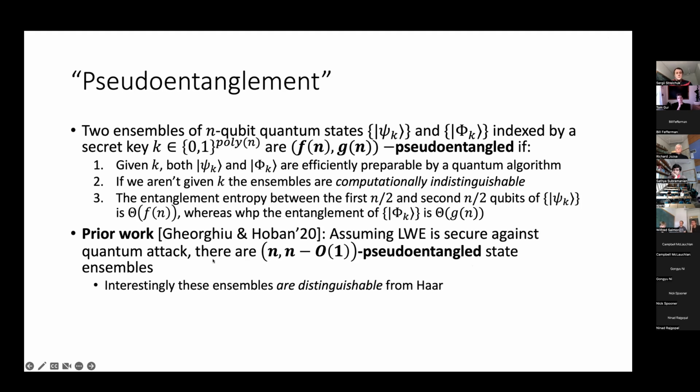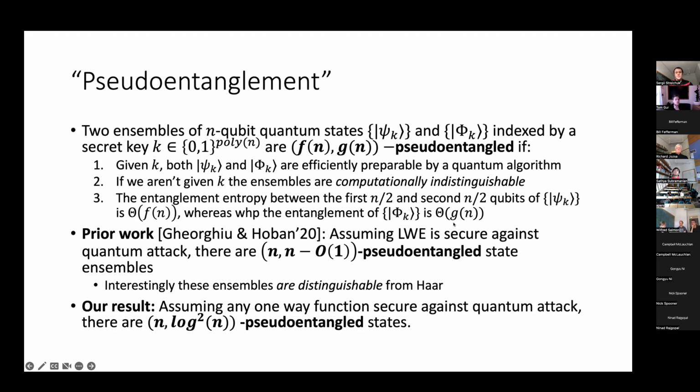What's interesting about these states, when we looked into it, is that in fact neither one of these states is computationally pseudo-random. So it's interesting: they're indistinguishable from each other, and they have very different entanglement spectra, entanglement entropies, but they're both distinguishable from Haar. So they're not ensembles of pseudo-random states.